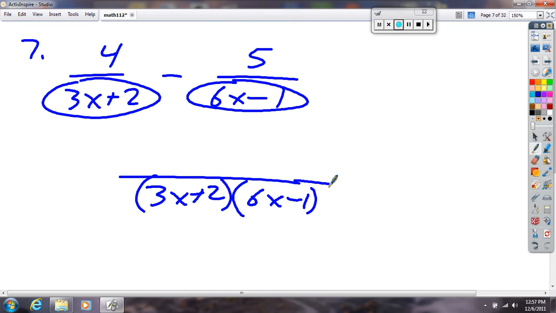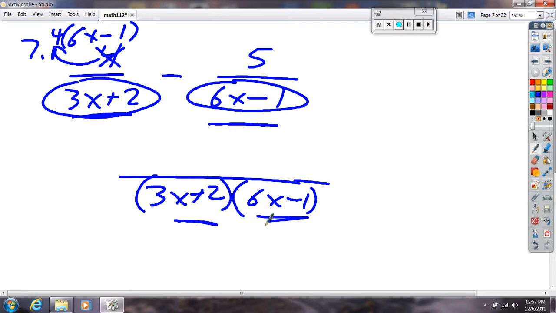Now, this 3x plus 2 and this 3x plus 2 cancel out, so I have to take the 6x minus 1 here. I'm going to multiply that by the 4. On the left side, the 6x minus 1's cancel, so that leaves me with 3x plus 2 on top times the 5. So multiply. 4 times 6 is 24x. 4 times negative 1 is negative 4.